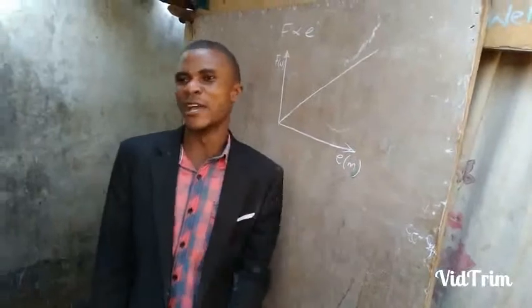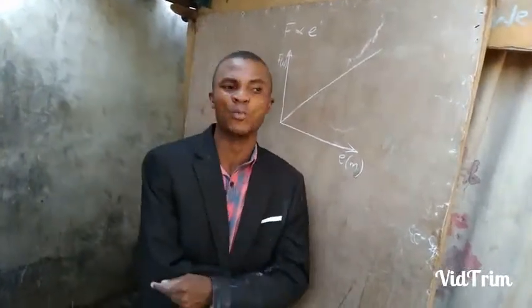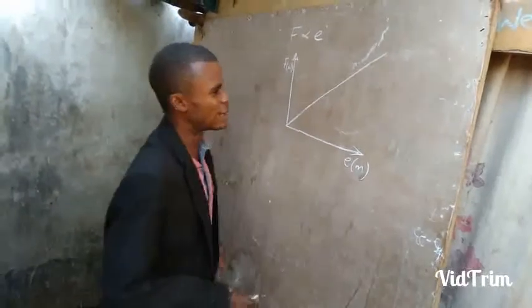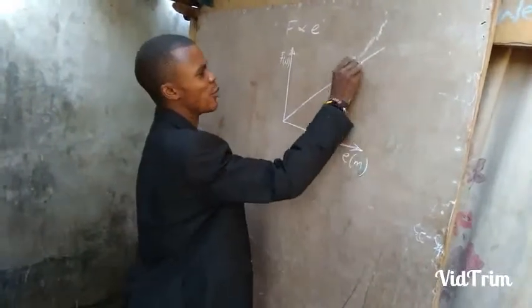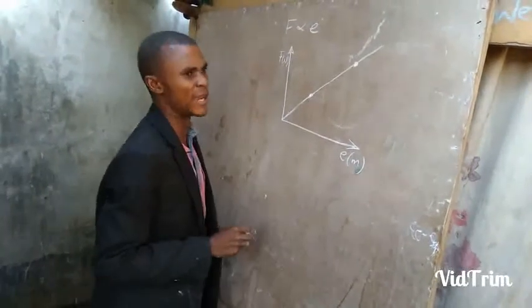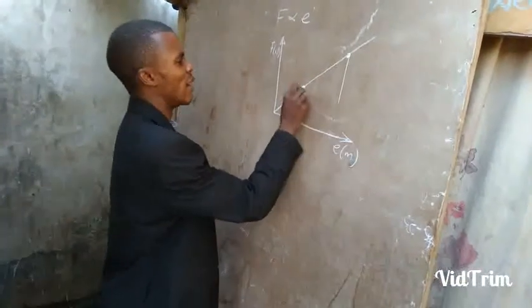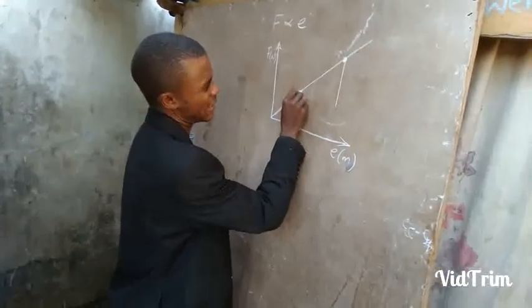Anytime you have a straight line, you find the gradient. For you to find the gradient on a straight line, you locate 2 points on that line. If I locate any 2 points on this line, I can take this point and this point, and now join them with a right angle triangle.